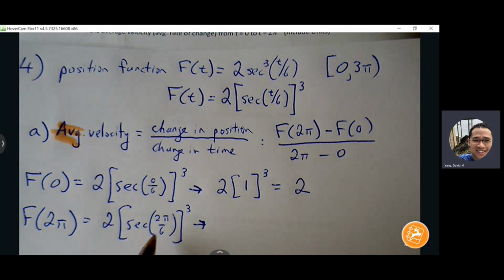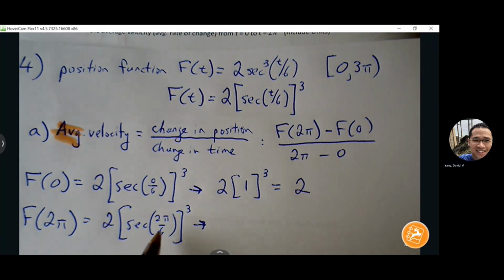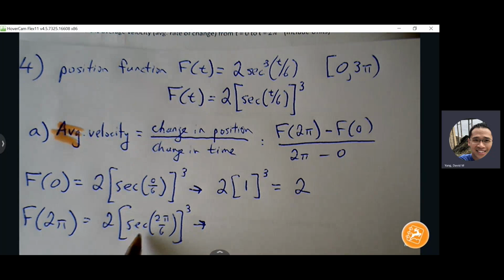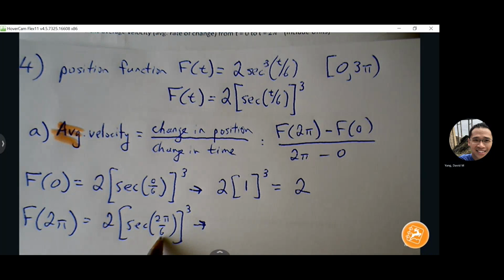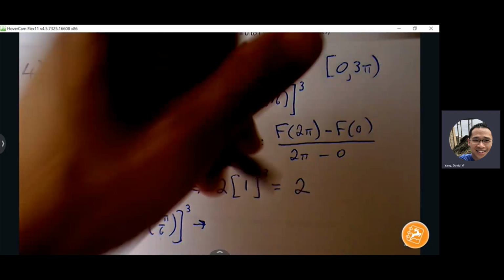Okay, what's 2 pi over 6 reduced to be? Pi over 3. Let's think in terms of something that's more familiar. Instead of secant of pi over 3, let's do cosine of pi over 3. What's cosine of pi over 3? 1/2. So if I flip it, it becomes secant, right? So 1/2 flipped becomes 2.